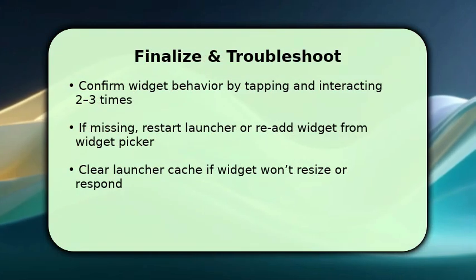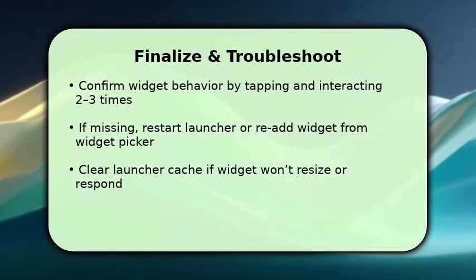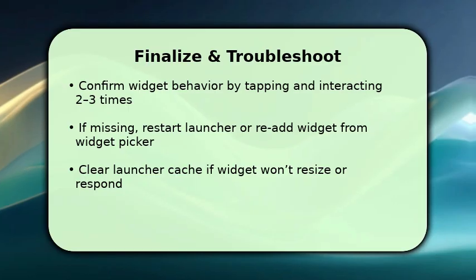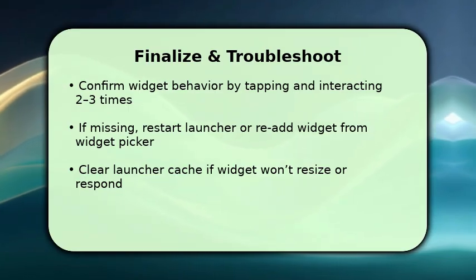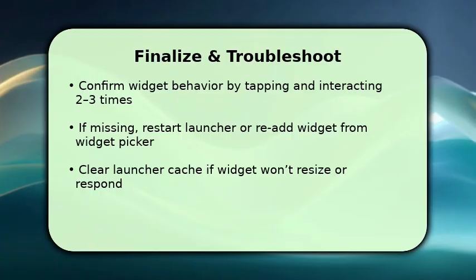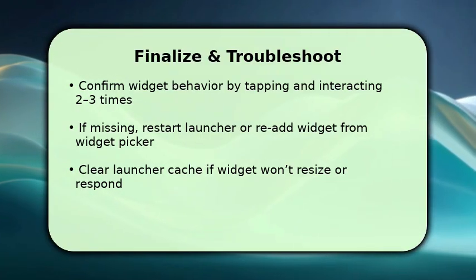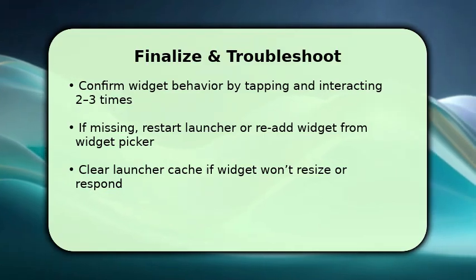To finalize, test the widget by tapping and interacting 2 to 3 times so you confirm animations and touch responses work as expected. If the widget fails to appear or disappears after reboot, remove it and re-add from the widget picker, or restart the launcher to refresh state.